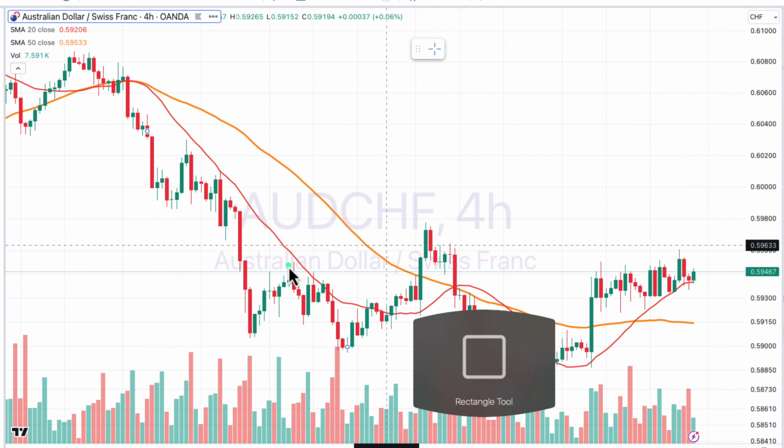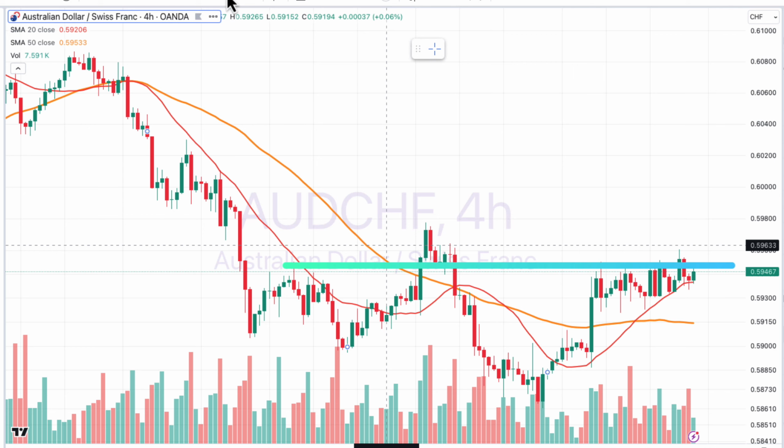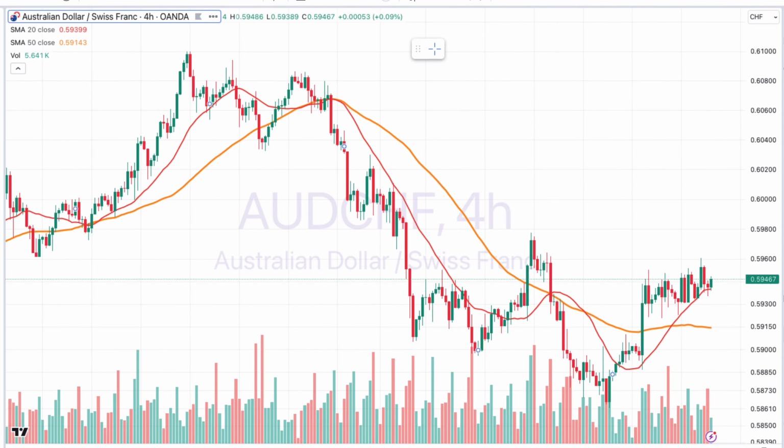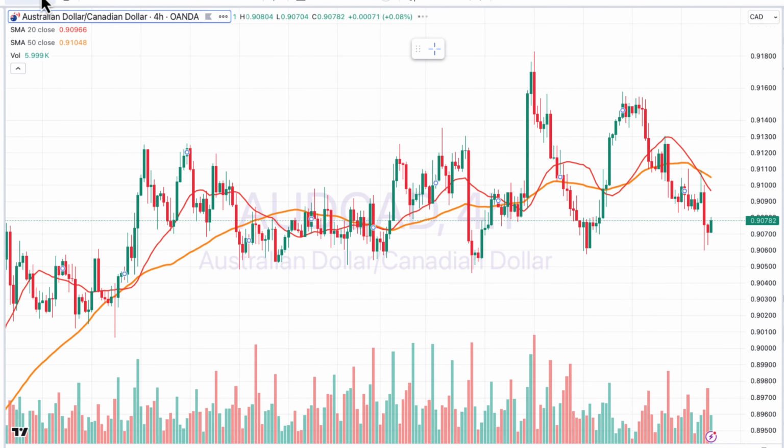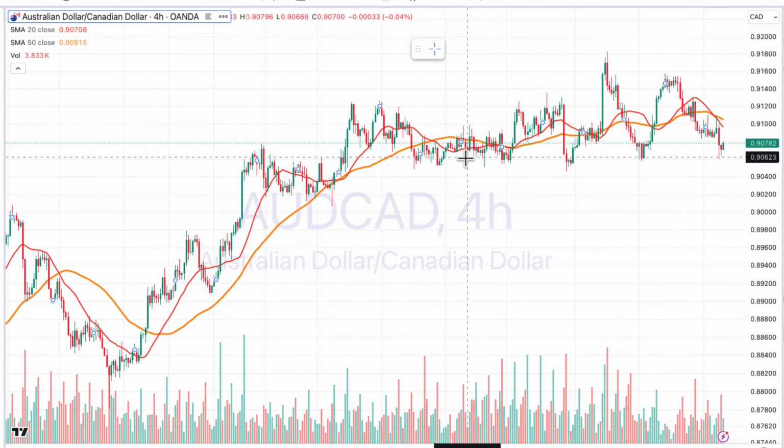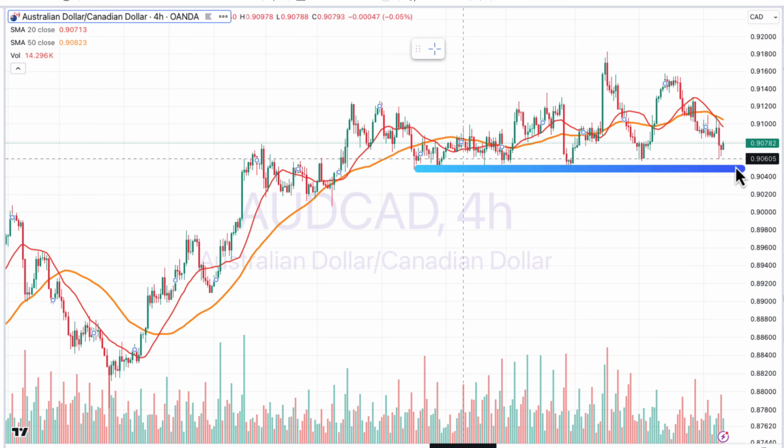Take a look at it. This looks very similar to the Aussie Swiss franc trade. This thing is just up against that resistance. I think it's also worth taking a look at some of the other currency pairs like Aussie CAD, which is right at the bottom end of the range. If this breaks that, I think there's a decent opportunity. Again, for that, we need Aussie to weaken, which is not the case.